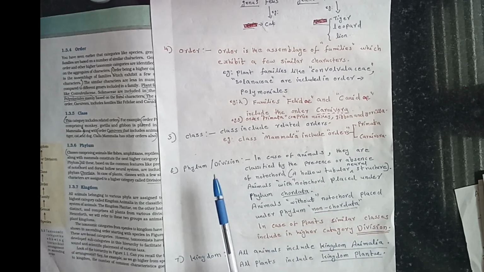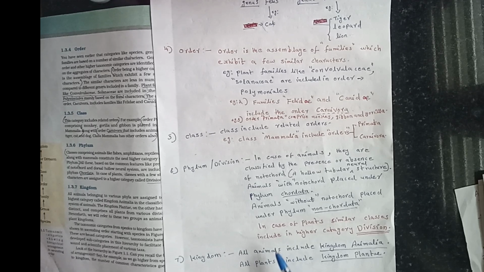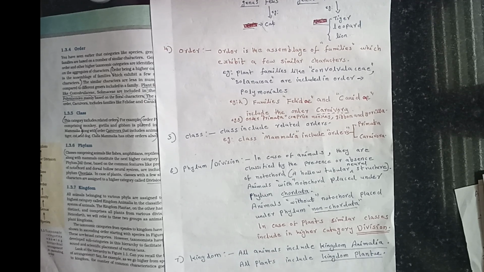Division is the term usually used in the plant case. In case of plants, similar classes are included in the higher category, division. Last, kingdom. All animals are included in kingdom Animalia and all plants in kingdom Plantae.